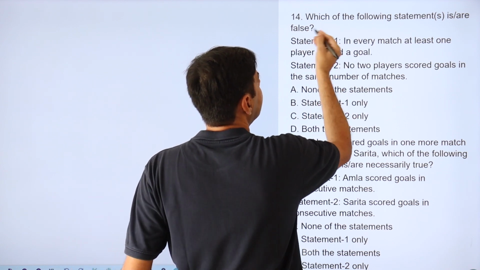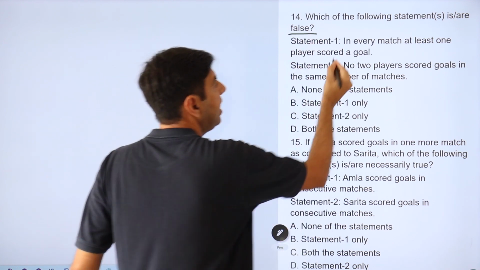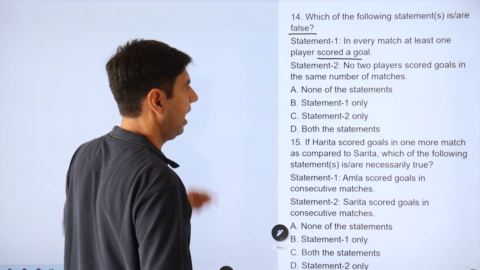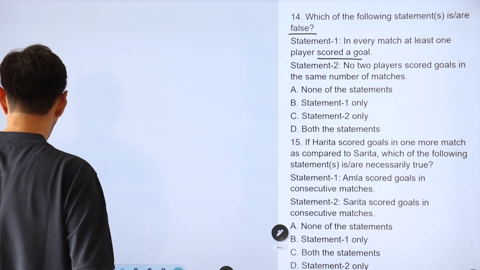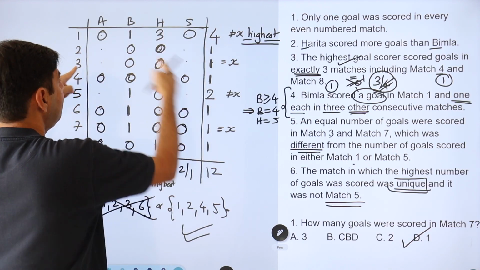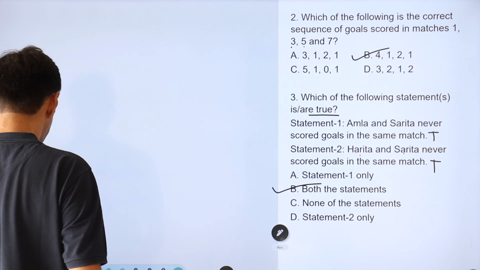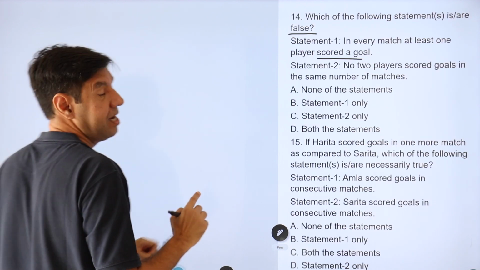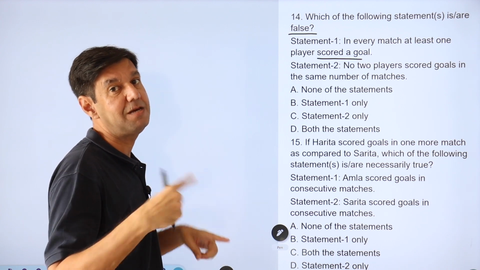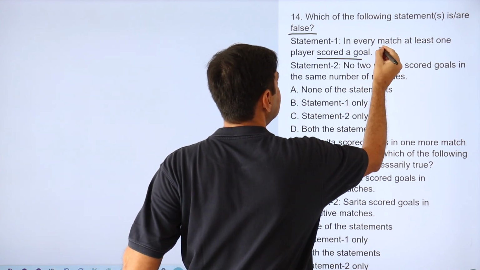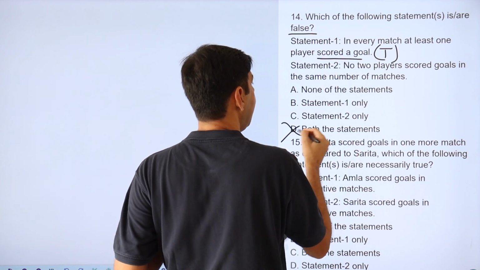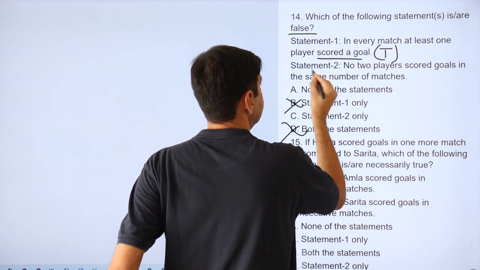Which of the following statements are false this time? In every match, at least one player scored a goal. Yes, this is not given to us. We derived it. In every match, at least one is scored, right? In fact, I had talked about this when I discussed the directions. Each has scored at least one doesn't mean in every match. But then we found that. So this is true. So this can't be my answer.